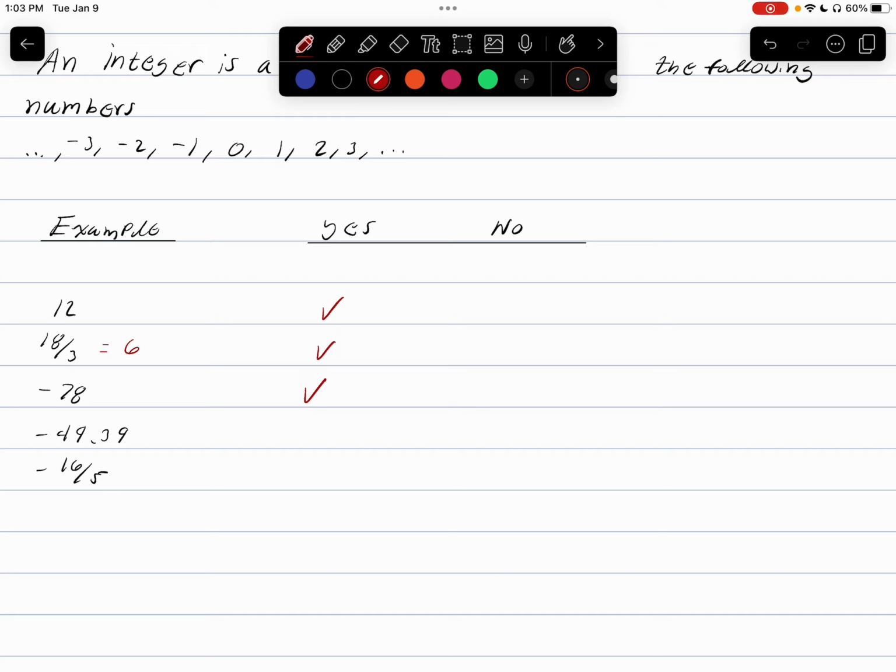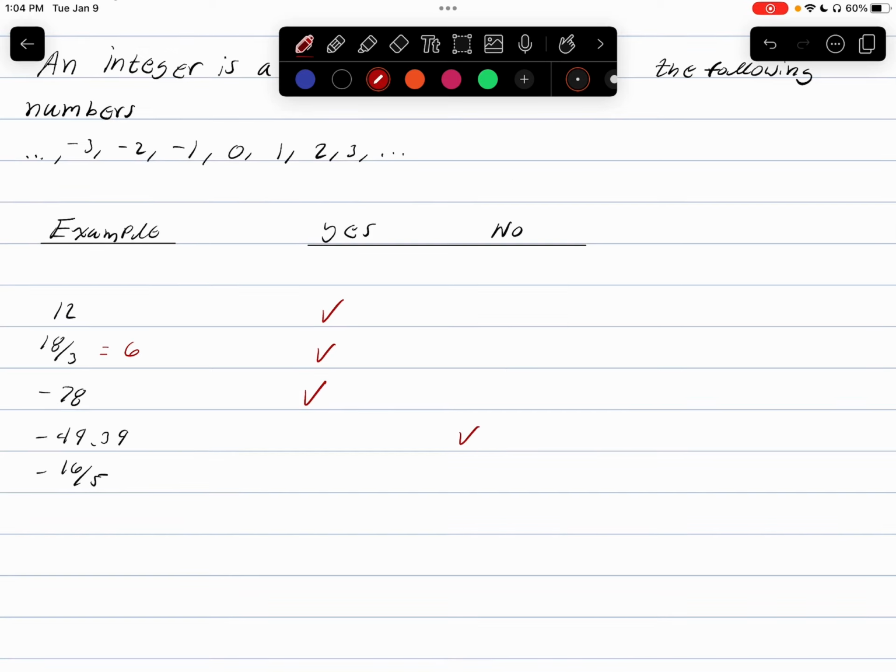Now, the number negative 49.39, that is not a counting number. It's negative, but it is not a counting number. So we're not going to be able to count to it whether we're going to the left or to the right, and there's no way to rewrite it in that way like we did with 18 over 3. So we're actually going to say that no, this is not an integer.